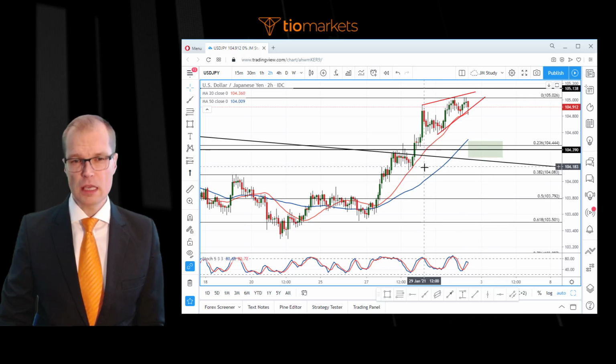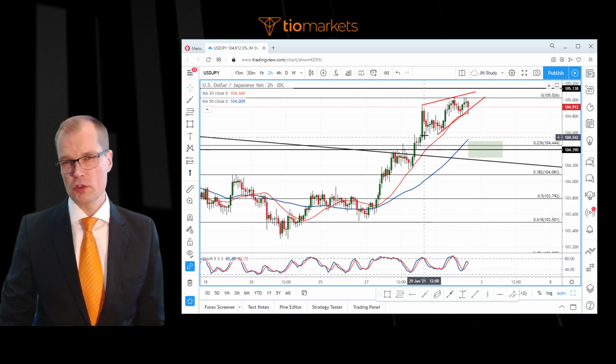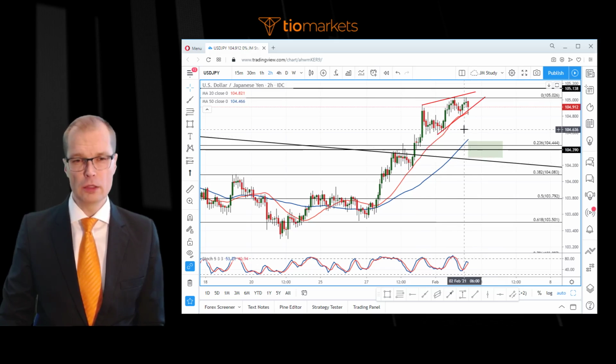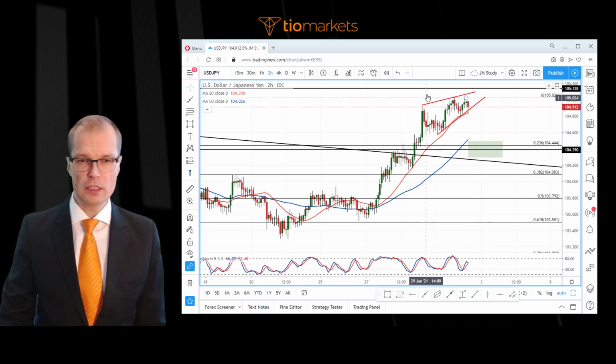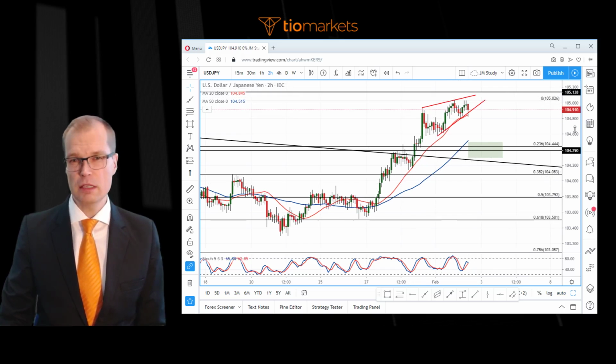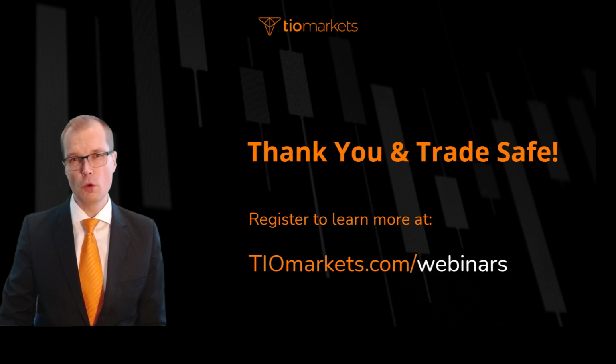If the market just keeps on going higher, then we obviously follow our strategy, whatever our strategy is, whether we want to trade breakouts or pullbacks. But at the moment, this is what's going on in this currency pair.